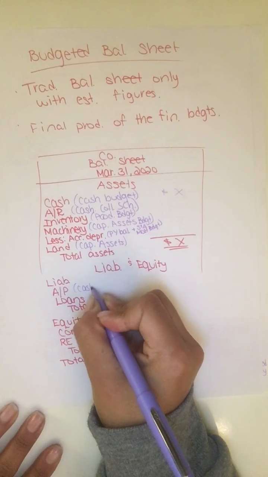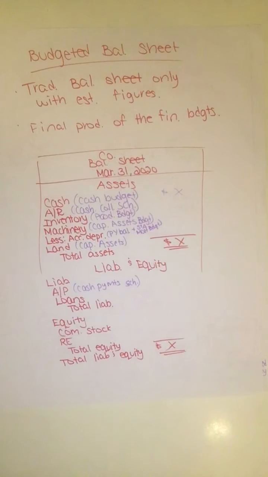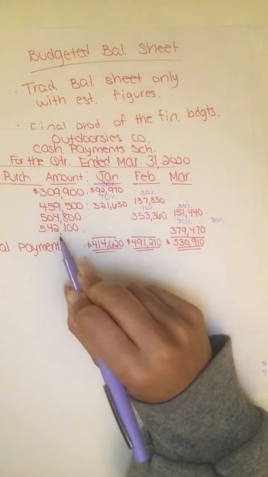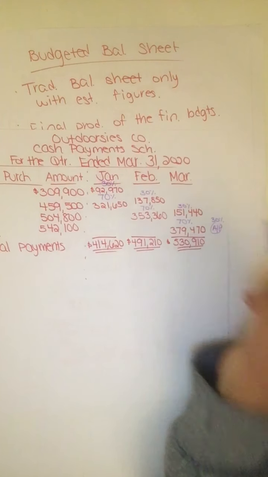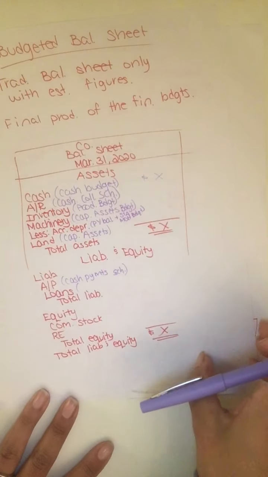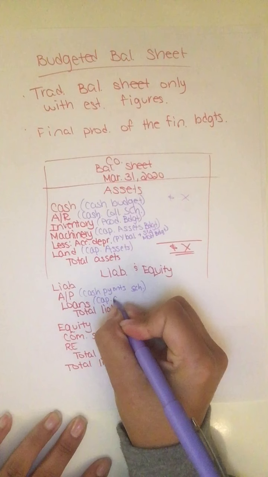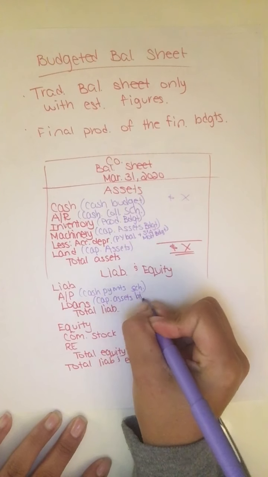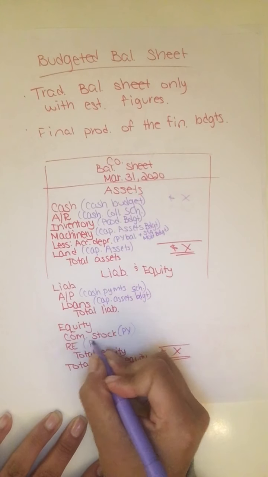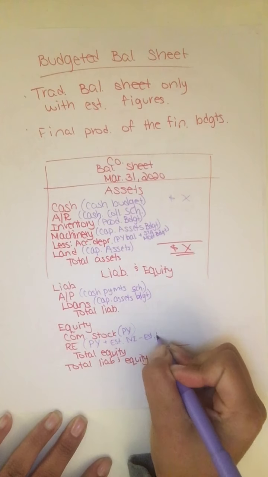Liabilities, AP, that's your cash payments schedule. Basically anything that we still owe, right? So here we still owe 30% of the March amount. So that would be AP. Loans, if it was a loan related to our capital assets, for instance, that would come from your capital assets budget. Okay. Common stock, this is usually prior year, retained earnings prior year plus our estimated net income minus estimated dividends.